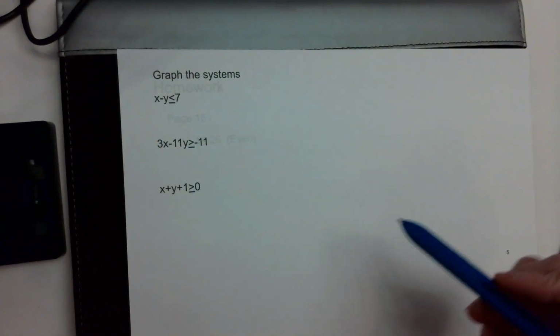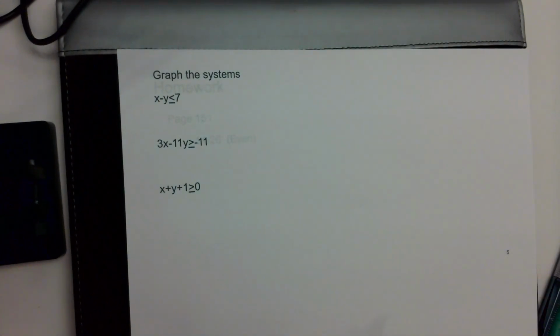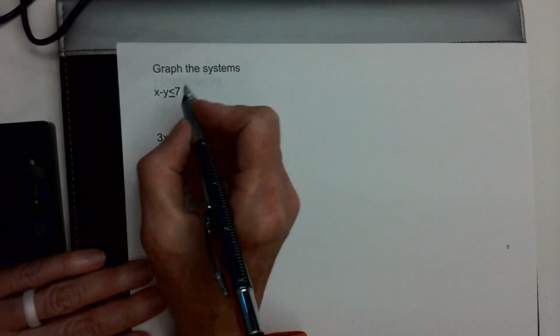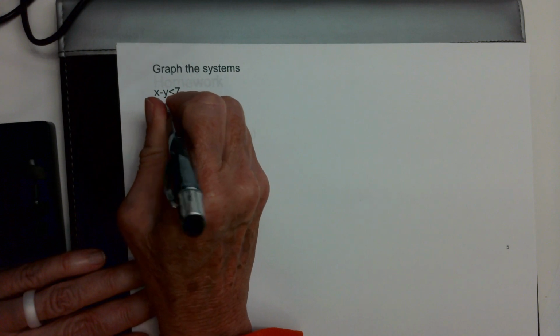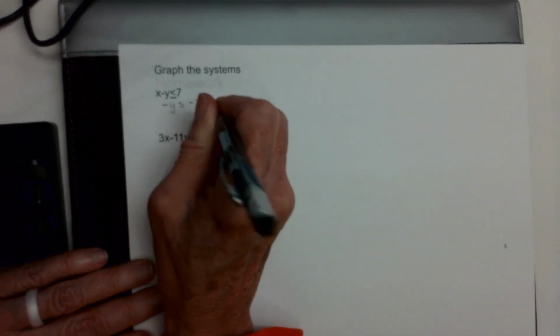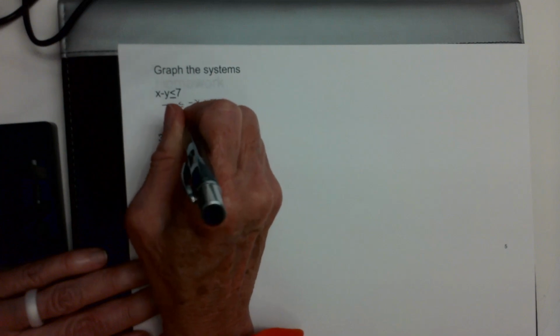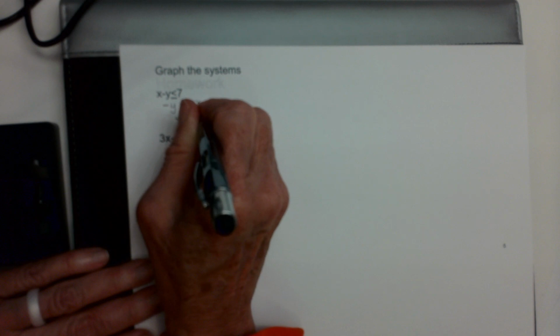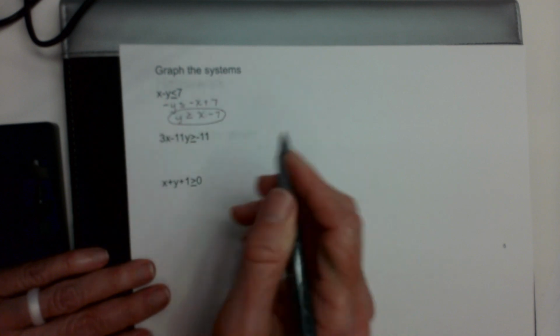All right, so we're going to do this one. I don't have a coordinate plane because this is going to be a little bit bigger. So let's go ahead and solve them, and then we'll graph it out. So I have negative y is less than or equal to negative x plus 7. Y is greater than or equal to positive x minus 7. So that's going to be my one equation.